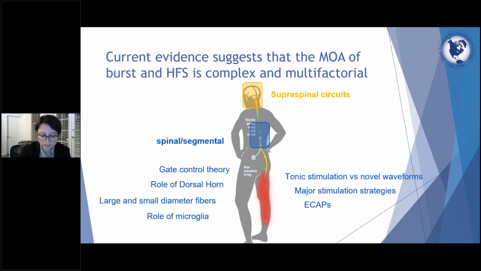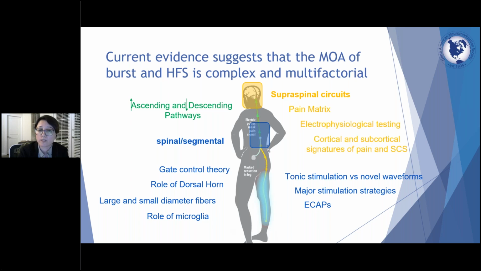Regarding the spinal segmental pathways, we have already covered the basic concepts such as gate control theory, role of dorsal horn, large and small diameter fibers, role of microglia, tonic stimulation versus novel waveforms, computational models, major stimulation strategies, and ECAPs. And we touched base on the ascending and descending pathways. Now let's move to the brain and discuss some major concepts related to supraspinal circuits, such as pain matrix, electrophysiological testing, and cortical and subcortical signatures of pain and SCS.